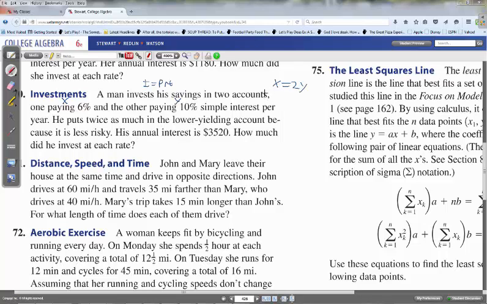And his annual interest is $35.20. Well, interest is principal times rate times time. Our principals are X and Y. Our rates are given. And our time, well, we're doing annual interest, so that would be over 1 year. So the interest on X would be 0.06 times X times 1. The interest on the Y, the 10% account, would be 0.1Y. Total annual interest is $35.20. Those are your two equations. This one's tailor-made for substitution. Just plug in 2Y for X and go from there.